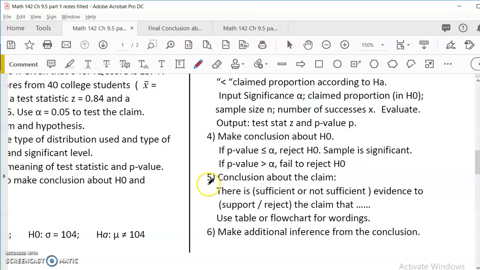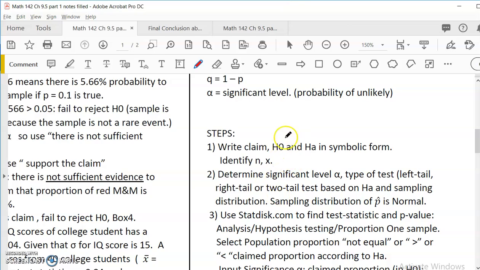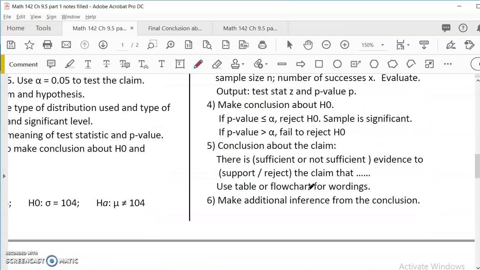And then the next thing, the most important thing, is you have to make a conclusion about the claim. If you reject the null hypothesis, you have sufficient evidence. If you fail to reject the null hypothesis, then you don't have sufficient evidence. So when do I use the word support or reject? You use support if your claim is the alternative. You use reject if your claim is actually H0. So you have to go back to the top to see where my claim is. A lot of times your claim is the alternative, so you would use the word support.